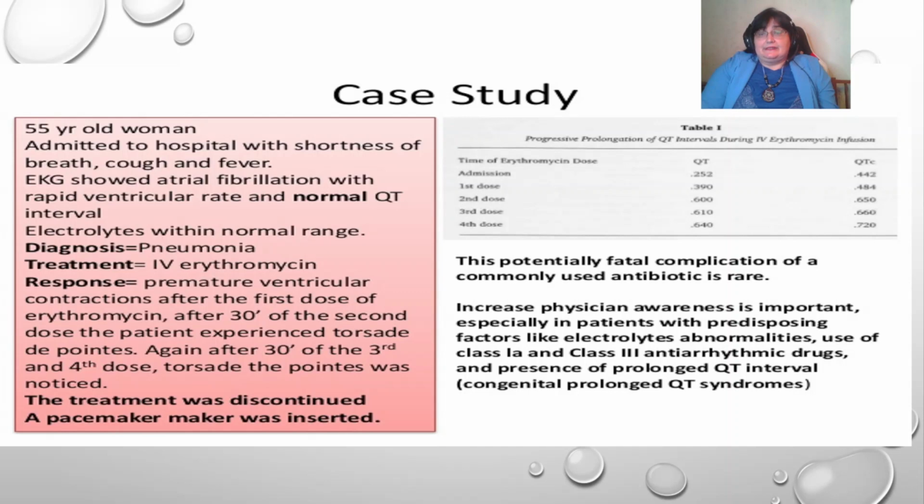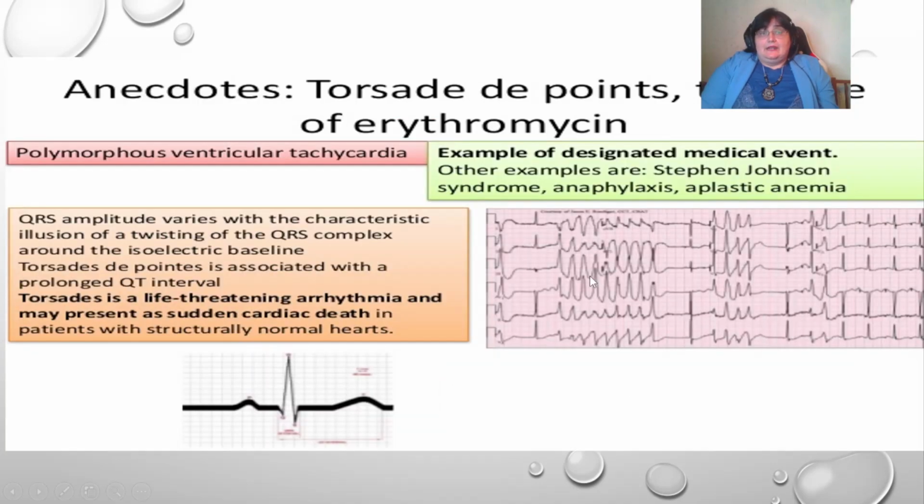This potentially fatal complication of a commonly used antibiotic is rare. Increased physician awareness is important, especially in patients with predisposing factors like electrolyte abnormalities, use of class 1A and class 3 antiarrhythmic drugs, and presence of prolonged QT interval or congenital prolonged QT syndromes. Torsade de pointes with erythromycin can be a polymorphous ventricular tachycardia, an example of a designated medical event, as are Stevens-Johnson syndrome, anaphylaxis, and aplastic anemia.